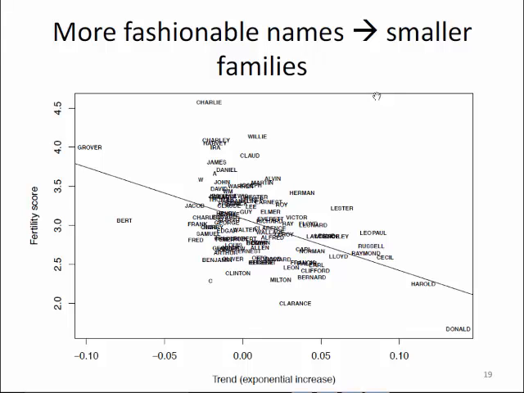And then Jacob and Frank and Fred. These are all going out of fashion. And look, the names that are going out of fashion have high fertility, and the names that are new have low fertility. Okay, now this is home of formal demography. So what's going on here?